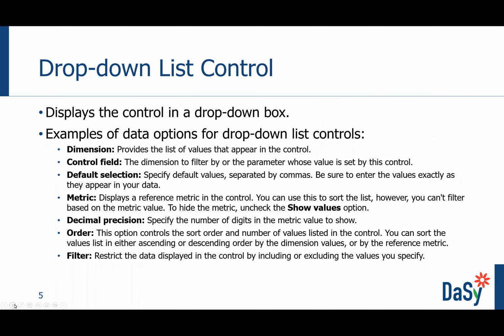Drop-down list controls show a list of options from which you can select. The list can come from the values in a dimension or from a list of acceptable values defined for a parameter. Most of the data options only apply to controls as filters. To configure parameter data options, you have to edit the parameter in the data source itself.